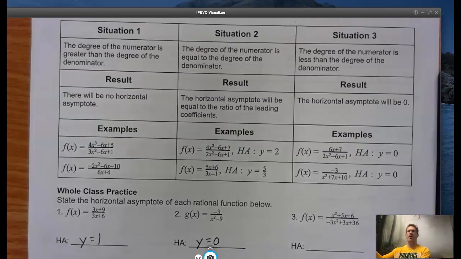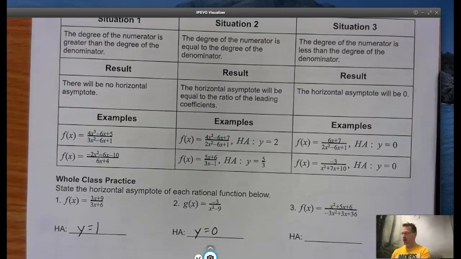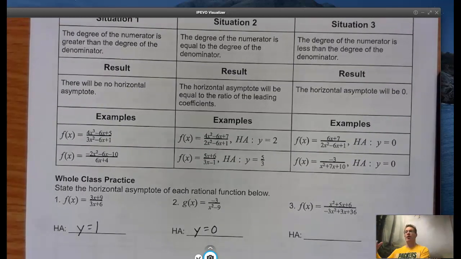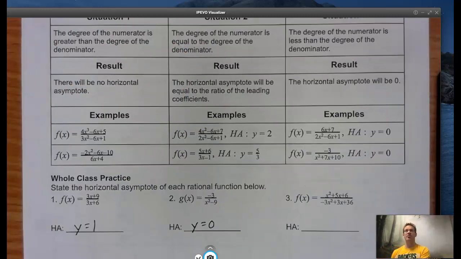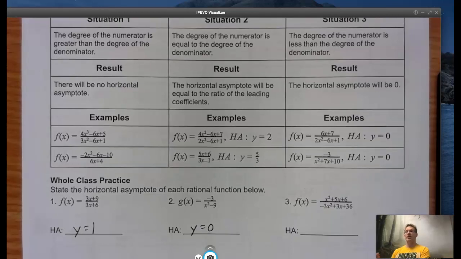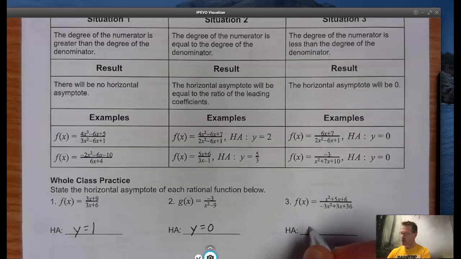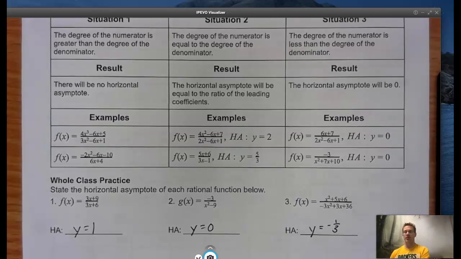All right, and to wrap up our work for today, let's look at number 3 here. I've got a second degree polynomial over a second degree polynomial. So we're back into situation 2. The degree of the numerator is equal to the degree of the denominator. So we want to look at the ratio of those leading coefficients. And the ratio of my leading coefficients is 1 to negative 3. That is in lowest terms. So that means my horizontal asymptote will be y equals negative 1/3.